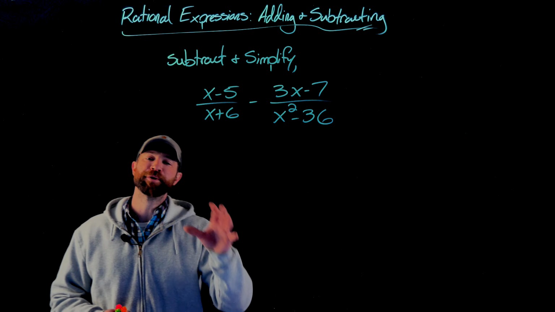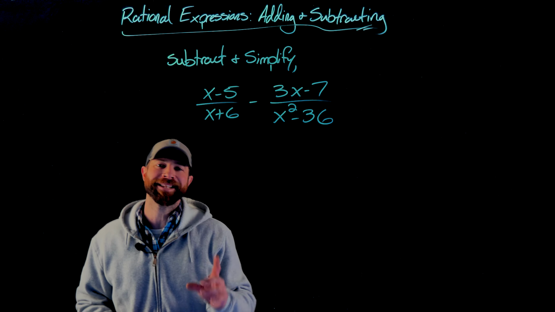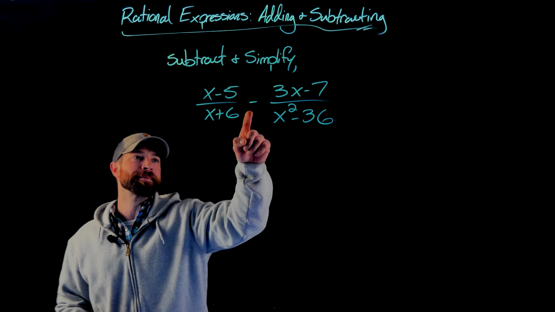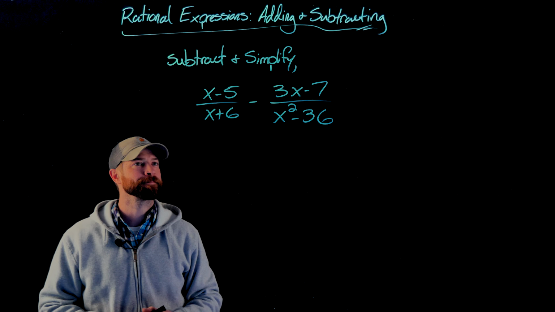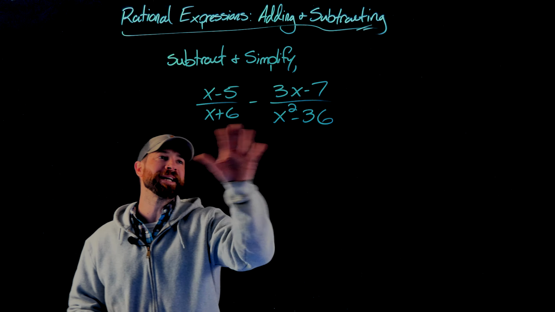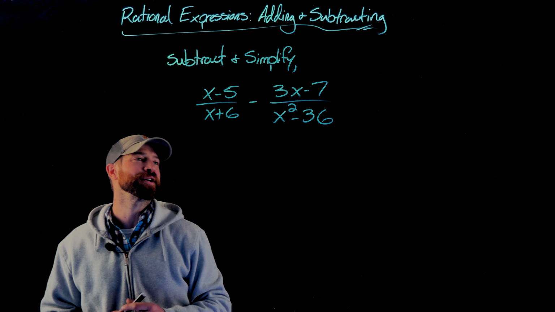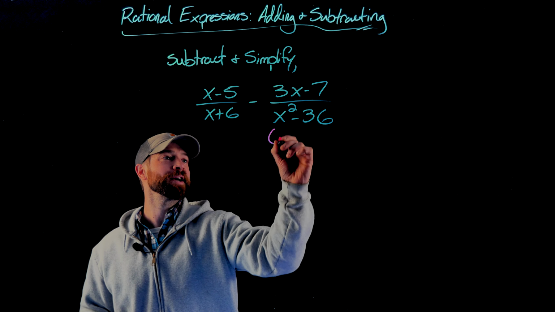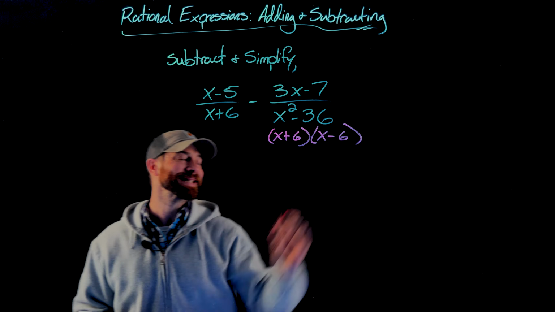In this last example, we're subtracting two rational expressions, which really is exactly the same as adding them, with the small caveat that I'm subtracting, and I need to show you how to deal with the second numerator here. My first step is to figure out what I need to multiply to make these the same. I'm going to factor these denominators. There's no factoring to do here. This is a difference of squares. This factors into x plus 6 times x minus 6.